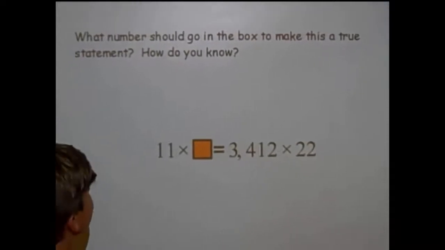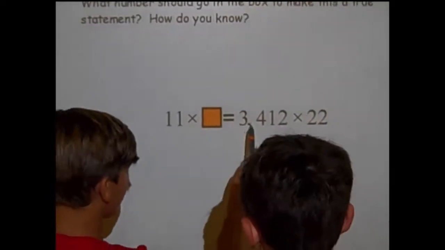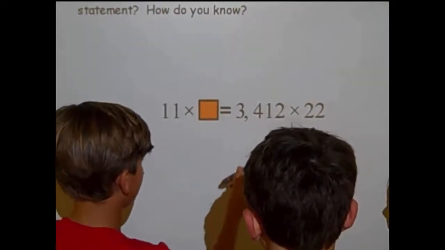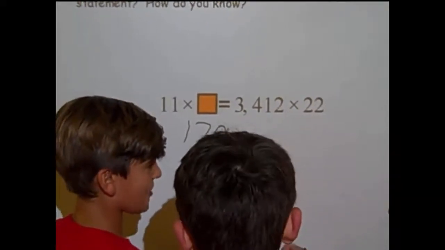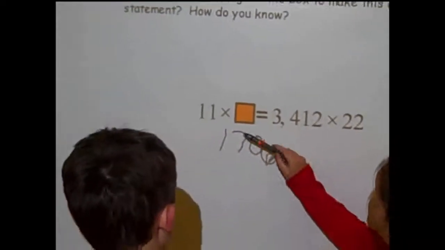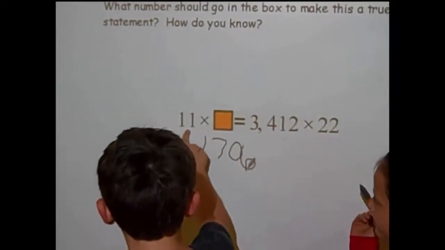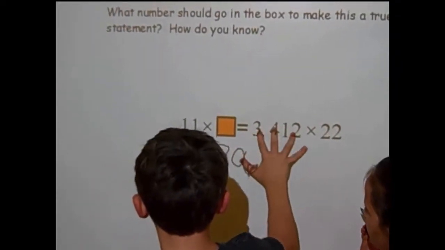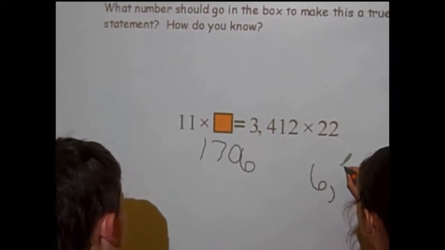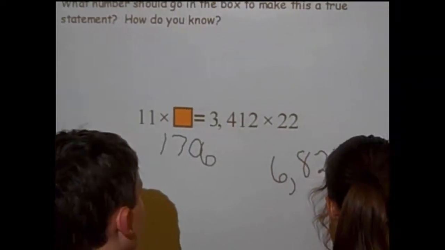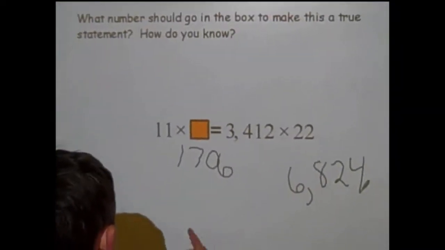Okay, so if it's asking us what number should go in the box to make this statement, that means that this would be half. Since this is 11, it's got to be 1,706, right? Nope. It would actually be 6,824 because 22 is 2 times 11, so you'd have to also multiply the other factor by 2. Oh, okay. I was dividing by 2. Oh, because you're doubling your final. Yeah. In order to get the same result.